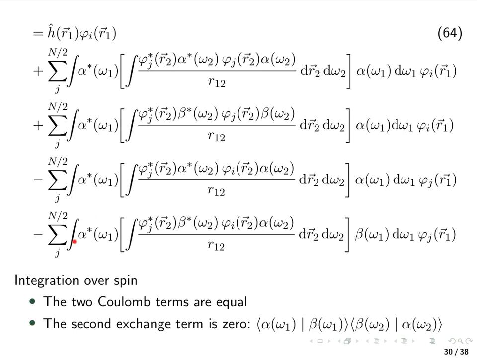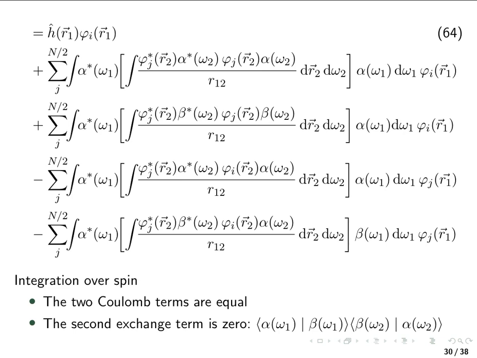Here I have alpha complex conjugate for electron 1. Let's see where the spin of electron 1 is again. That is here, but this is now beta spin. So I actually get an overlap integral of alpha spin for electron 1 with beta spin for electron 1. But the spin functions are orthonormal, which means they are orthogonal. So this integral is actually 0.